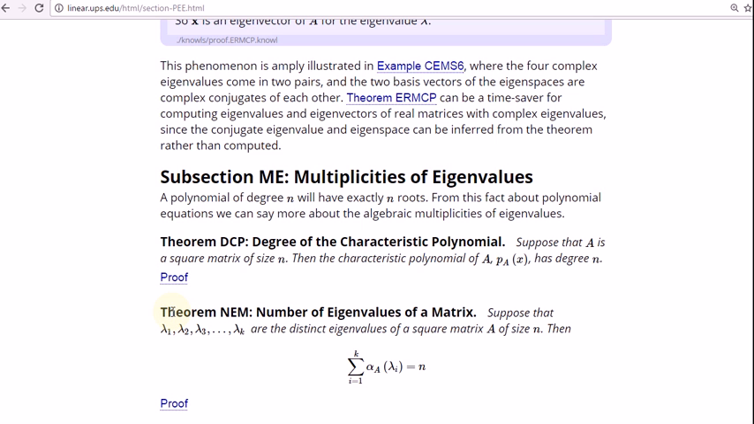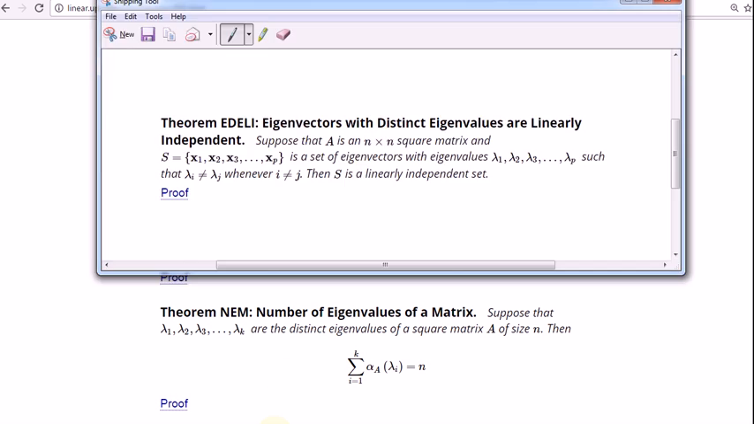Now, the next theorem is about the number of eigenvalues of a matrix. Suppose that lambda 1 through lambda k are the distinct eigenvalues of the square matrix A of size n, then the sum of alpha A of lambda i is equal to n. What does this mean? Alpha A is the algebraic multiplicity. So let me snip this just to explain it a little bit.